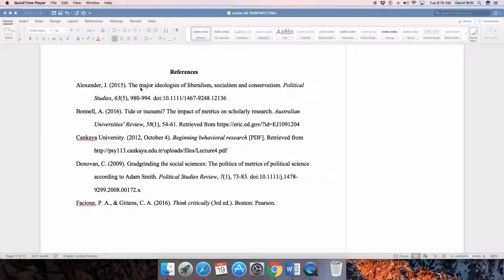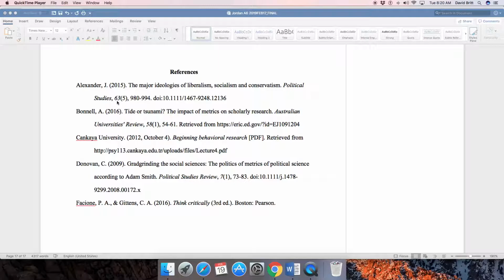And then the next section of this would be the name of the journal article. So the major ideologies of liberalism, socialism, and conservatism, period. And then you have the name of the journal that is in capital letters, Political Studies. Both of those begin with a capital letter. They are italicized.